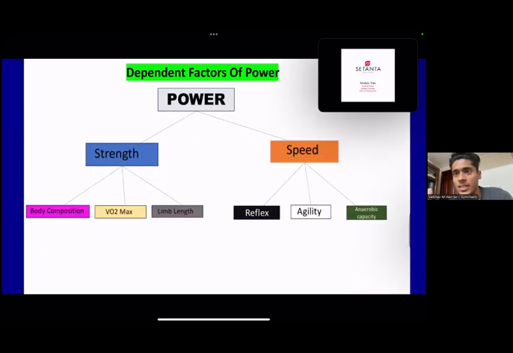Apart from that, let's take a look at the dependent factors of power. So, as we told earlier, strength and speed, we depend on that. Strength depends on many factors. We have selected these three top factors: body composition, VO2 max, and limb length. Speed depends mainly on reflex, agility, and also anaerobic capacity.